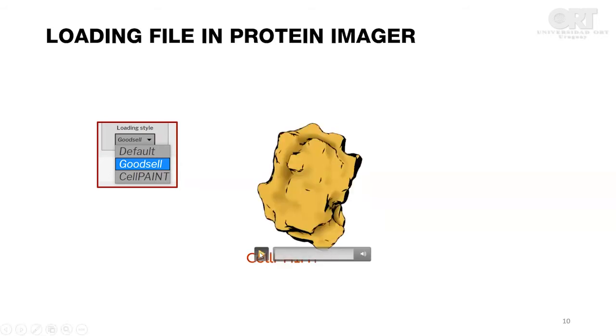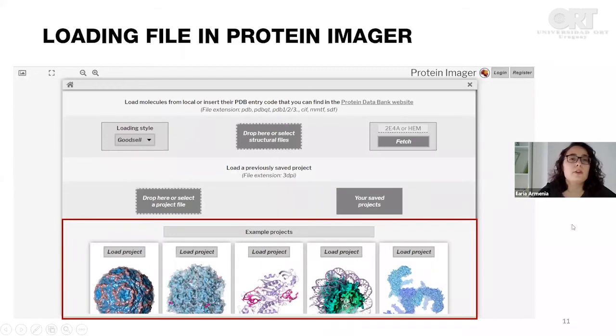And also you have now the cell paint, that is another software that is available online that has been developed to see cells. So this is more like used to have a more simplified version of your protein or your biomolecule. Another thing that you can do if you are not familiar with the 3D protein imaging is that you can load example project so you can see how to reach a certain result. So you can load a predefined project and you can see how that effect was obtained.